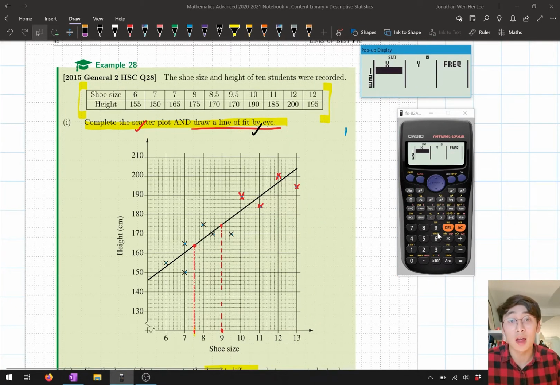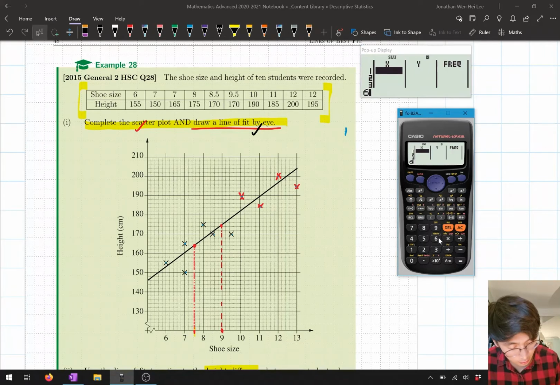Now, when we did this in class, what I said was to make it easier, just go through all of the values of X first and then go through all the values of Y. So here I'm going to go through all the shoe sizes first, and then the height next. So here I'm going to go 6, equals, 7, equals, 7, equals, 8, equals, 8.5, equals, 9.5, equals, 10, equals, 11, equals, 12, equals, 12, equals. And so we've got our 10 students here and their shoe sizes.